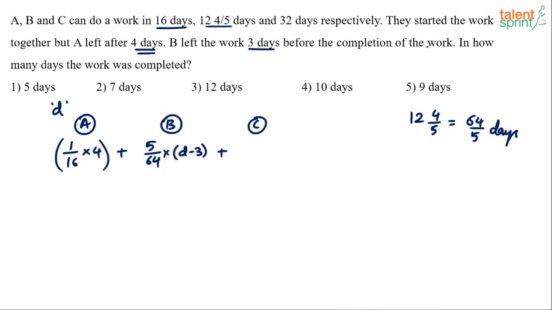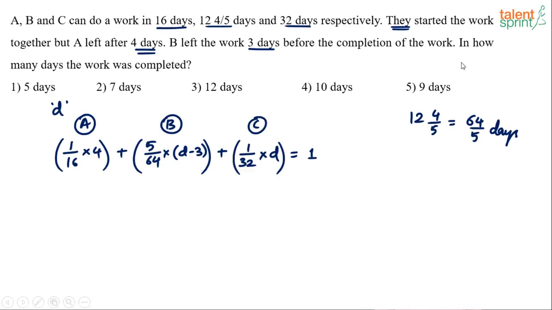Now, there is no change in C's number of days for which C has worked, right? They started the work, which means C was a part of it. And there's no mention of C leaving the work at any point of time. So, which means C was there for all the D days. And what is C's capacity? 1 by 32. So, C works with a capacity of 1 by 32 for D days. This is equal to the total work, 1 unit, right? Work done by A plus work done by B plus work done by C is equal to 1.